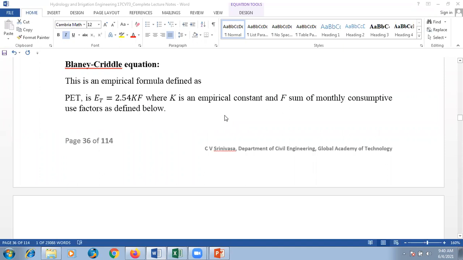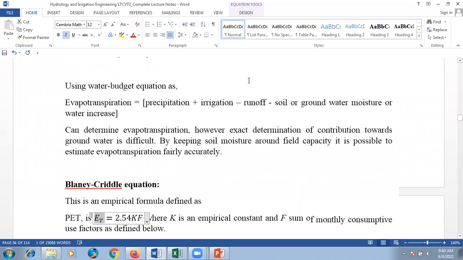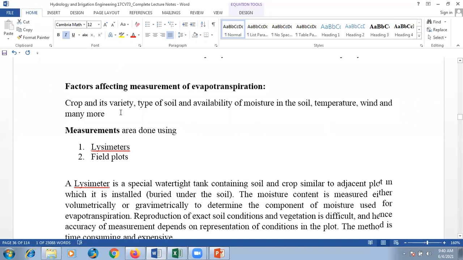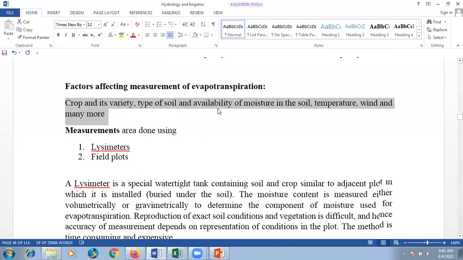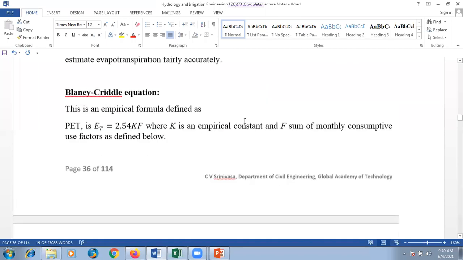This empirical constant is a function of the type of the crop. Each crop will not have the same quantity of evapotranspiration. That would vary, depending on the type of the crop and the region in which it is being grown, because we have already discussed the factors which influence evapotranspiration: crop and its variety, type of the soil, availability of moisture in soil, temperature, wind, many more, meaning climate, the geographical location, etc. All these things become an important issue here.